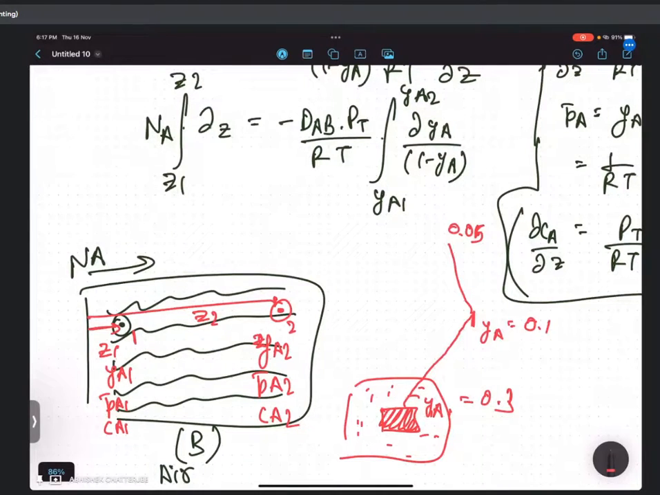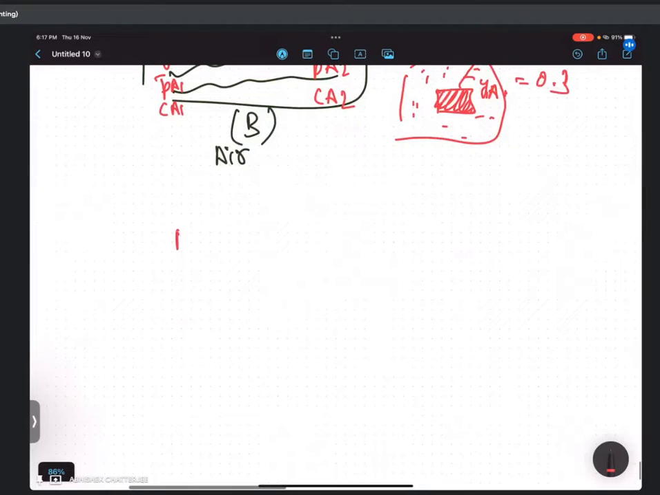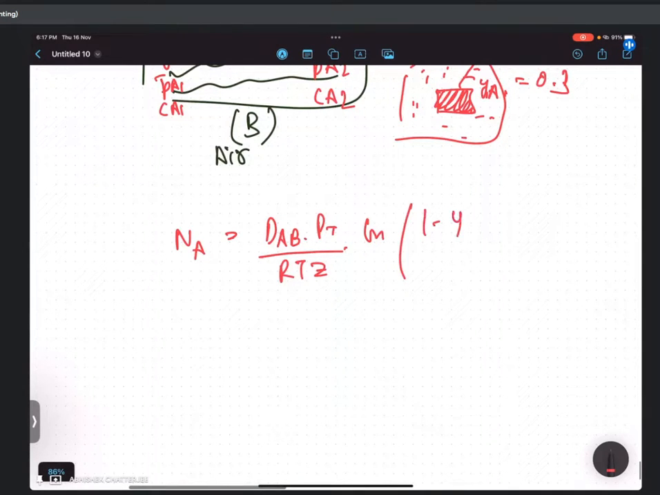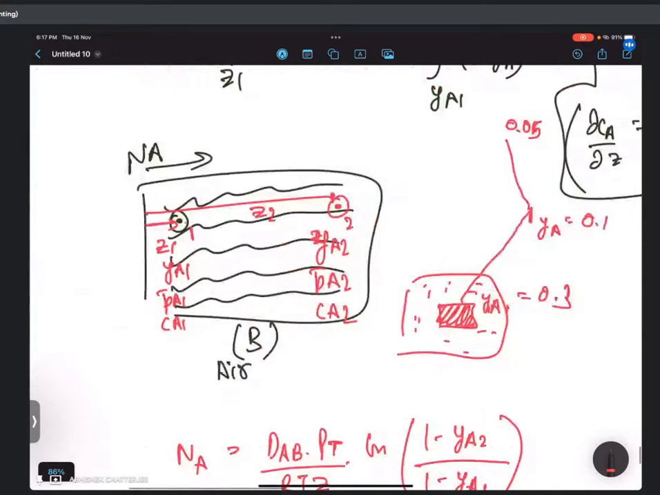Now just integrate it, and you will get the formula that your Na is equal to Dab into Pt by RTZ into ln of (1 minus Ya2) divided by (1 minus Ya1). This is the first formula that you will be getting. What is Z? Your Z is nothing but Z2 minus Z1. That is, Z is just the distance between these 2 points.